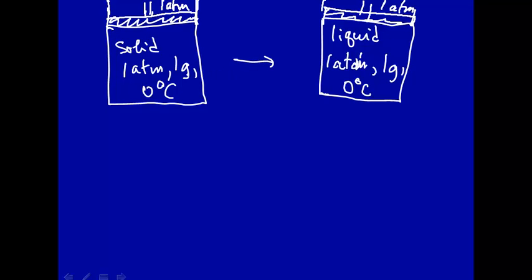Now, maybe you know that the density of the solid ice and liquid water are different. That's why, for instance, ice cubes float on water, because the density of the ice cube is less than the density of the liquid. So when we go from here to here, we're going to have a volume change, which means there'll be some work done.